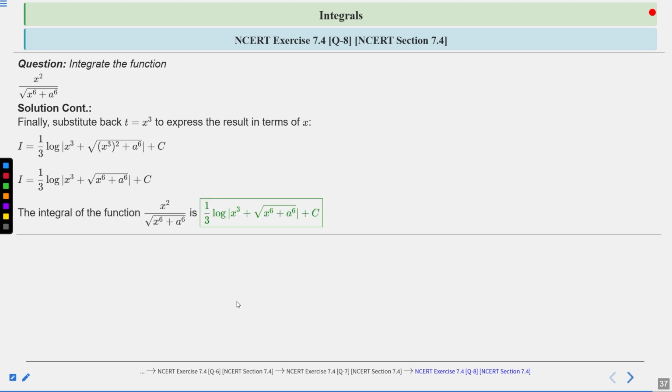So the integral of the function x square upon root over x to the power 6 plus a to the power 6 is 1 by 3 log mod x cube plus root over x to the power 6 plus a to the power 6, plus c. This is the right answer. Got it.